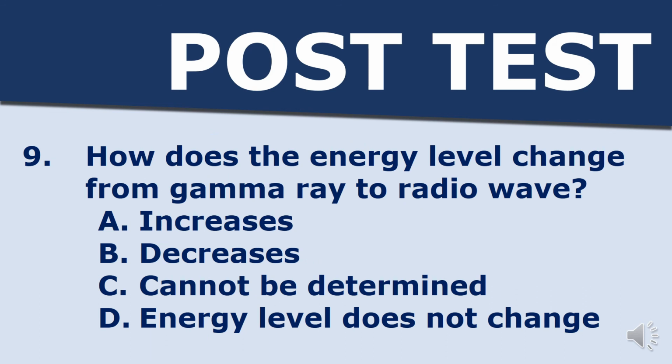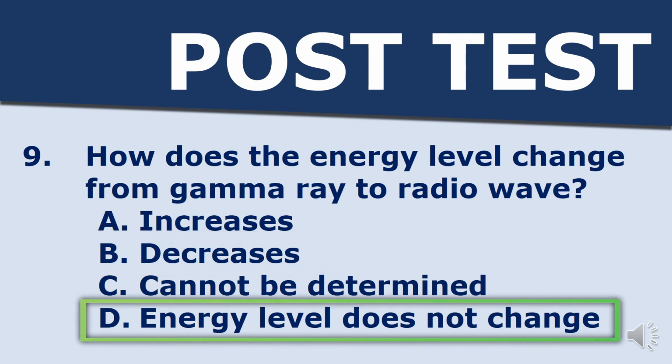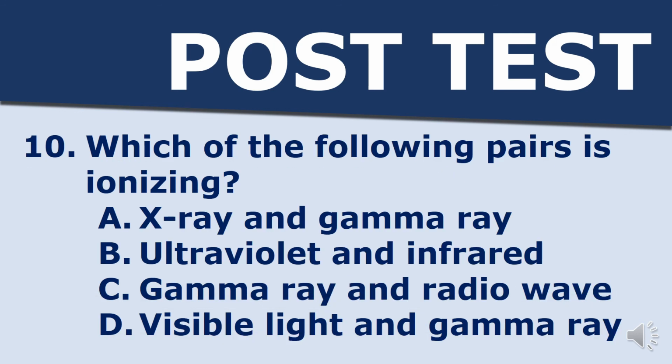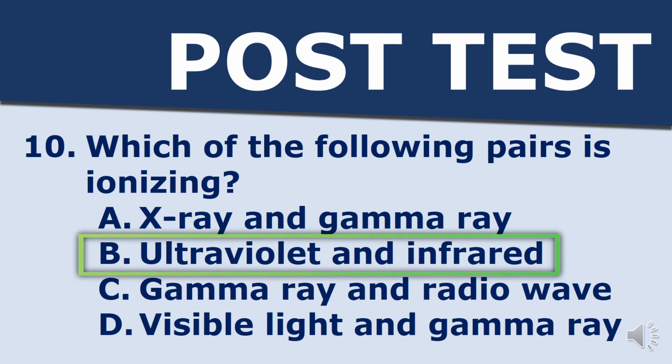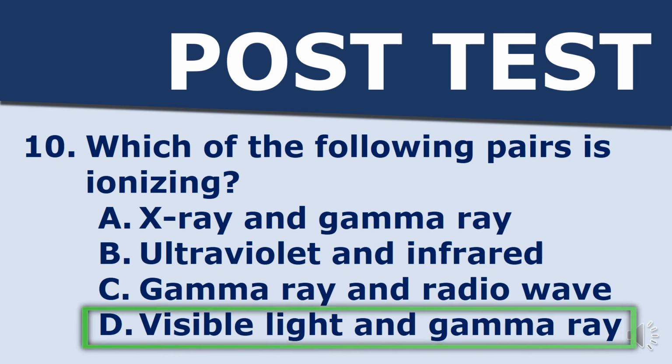Number 9. How does the energy level change from gamma ray to radio wave? A. Increases. B. Decreases. C. Cannot be determined. D. Energy level does not change. Number 10. Which of the following pairs is ionizing? A. X-ray and gamma ray. B. Ultraviolet and infrared. C. Gamma ray and radio wave. D. Visible light and gamma ray.